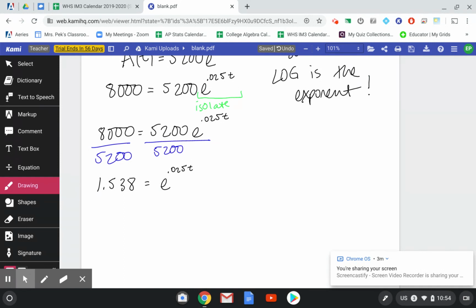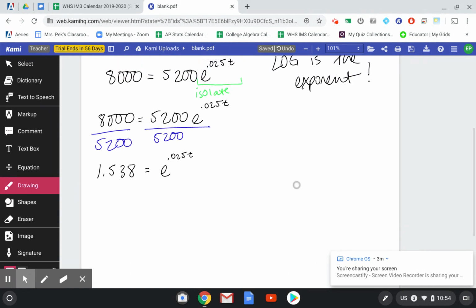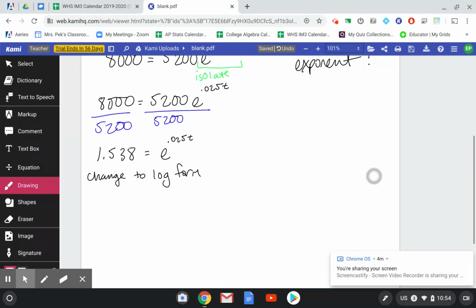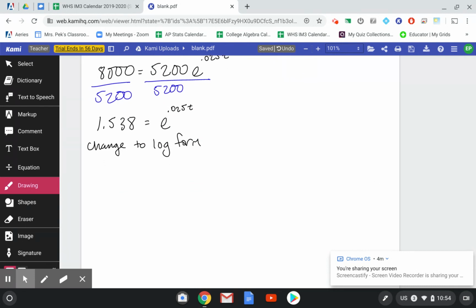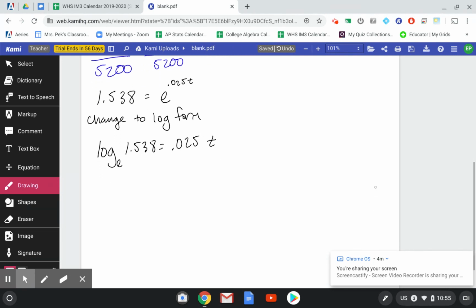All right, so now I have this. Now that the exponential piece, the base with the exponent, is by itself, the only thing we can do at this point is change to log form. I guess there's another way you could do this where you take the log of both sides, but we didn't really cover that. So the way I've been teaching it is change it to log form. So if I rewrite this in log form, I'm going to have the log with a base of e of 1.538 equals 0.025t.